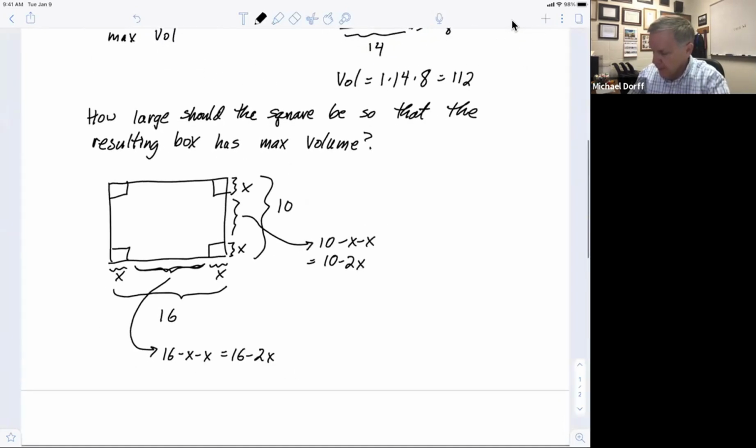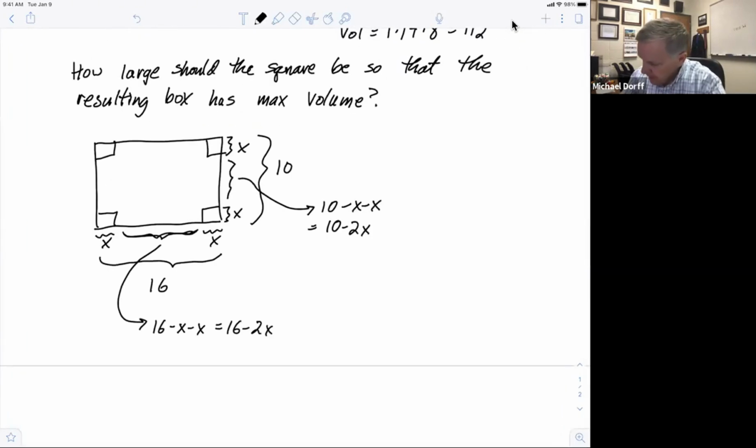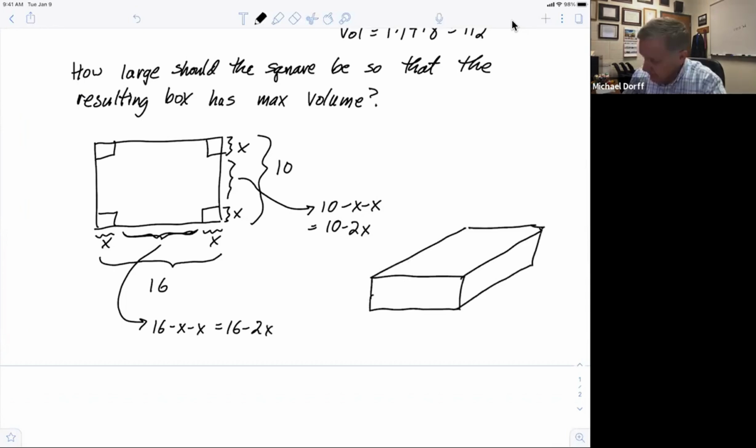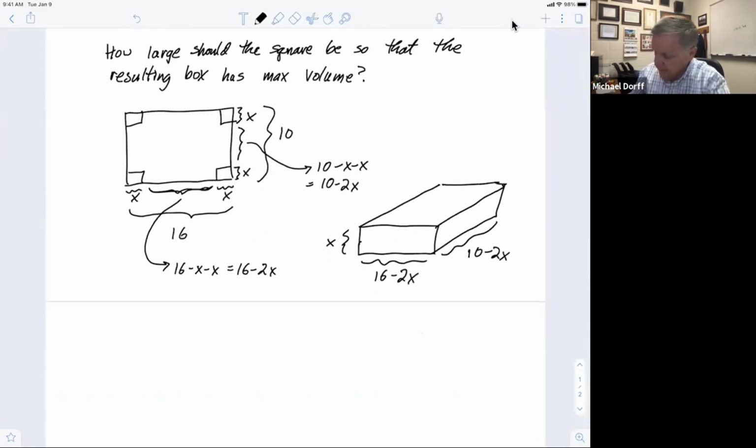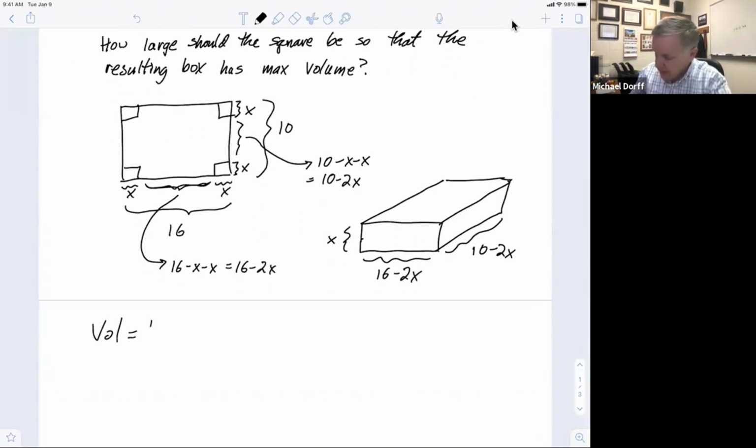So the resulting box that I form is going to have a height of X, a length of 16 minus 2X, and a width of 10 minus 2X. So the volume is going to be height times length times width, which is X times (16 minus 2X) times (10 minus 2X).